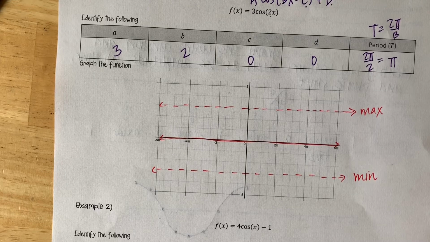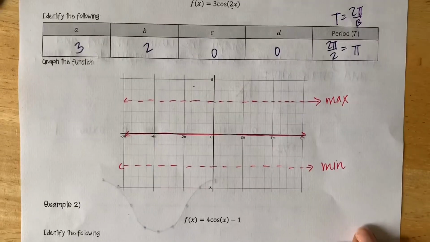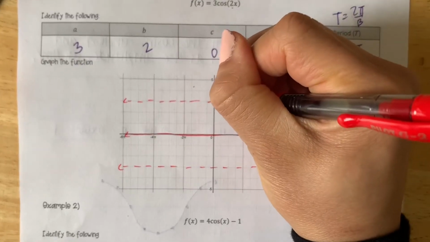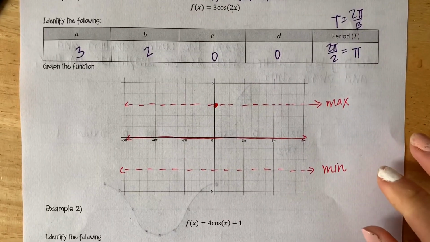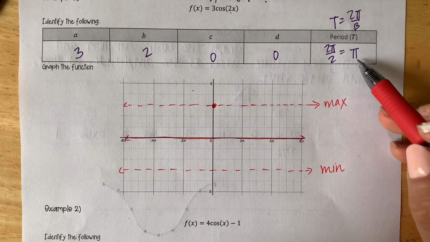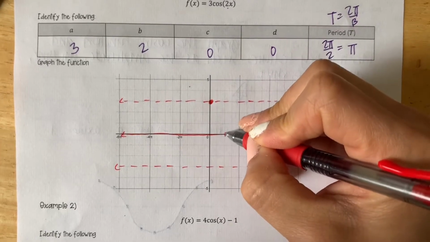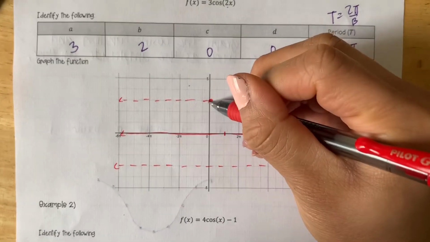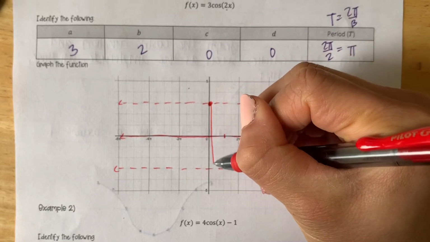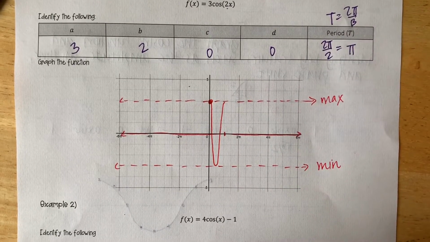And remember, cosine always starts up top. There is no phase shift here. So we're going to start up top at 0, 3. And the period is pi. So every pi, it's going to complete one full cycle. So here's pi. So we're going to squeeze this in. It's going to go down, back up, and then at pi, it should start up again.